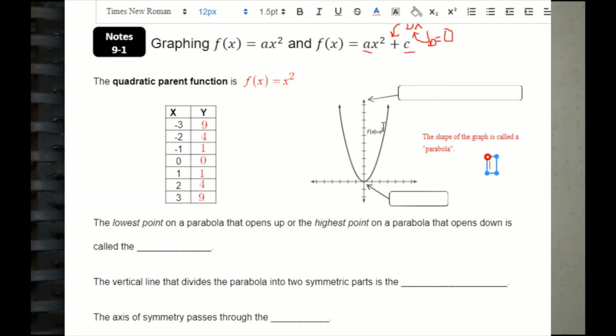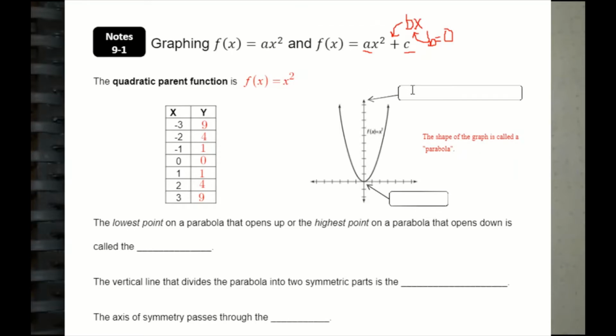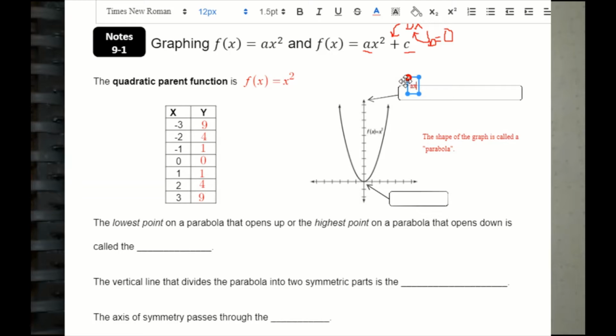Now, the parabola is symmetrical, and that line, which is sort of what separates the left half from the right half, is called the axis of symmetry. And I'll show you how to calculate that a little bit later, if I can spell it. But anyway, that's the axis of symmetry.